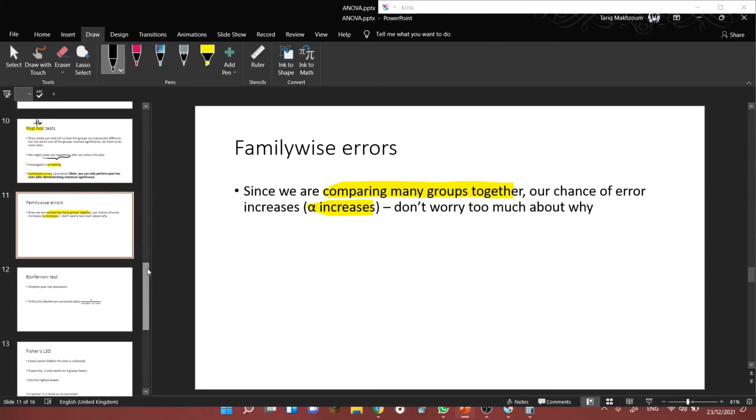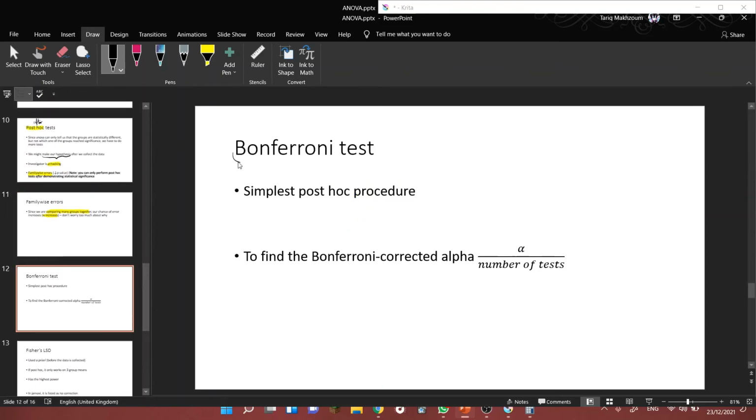So the first way that we can do it is we can do a Bonferroni test, right, which is the simplest post hoc procedure. And basically what you do is you take your old alpha, and you divide it by the number of tests that you've run.